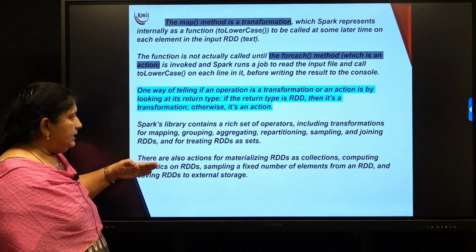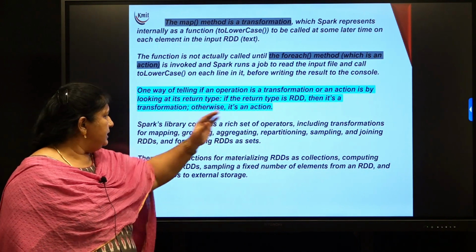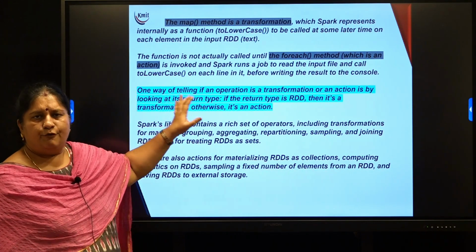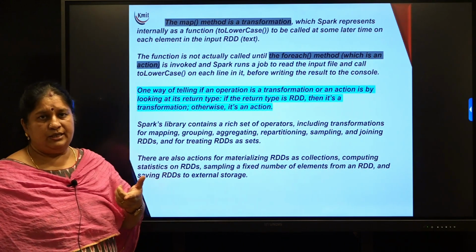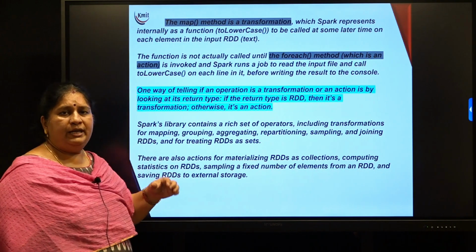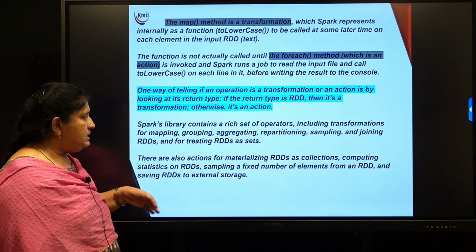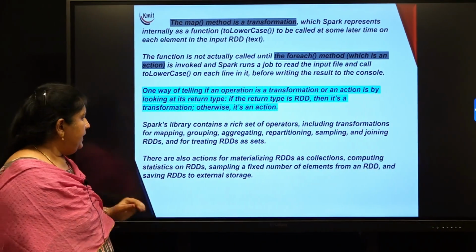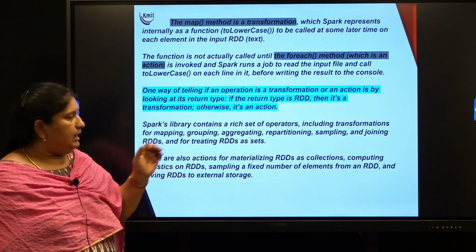And the Spark library consists of so many types of operators for transformations: mapping the data, grouping the data, performing aggregations on the data, partitioning the data, repartitioning the data, taking samples out of the data set and joining various RDDs, various types of operations. So Spark has built-in operations for all these categories. And there are also actions which are trying to materialize the RDDs.